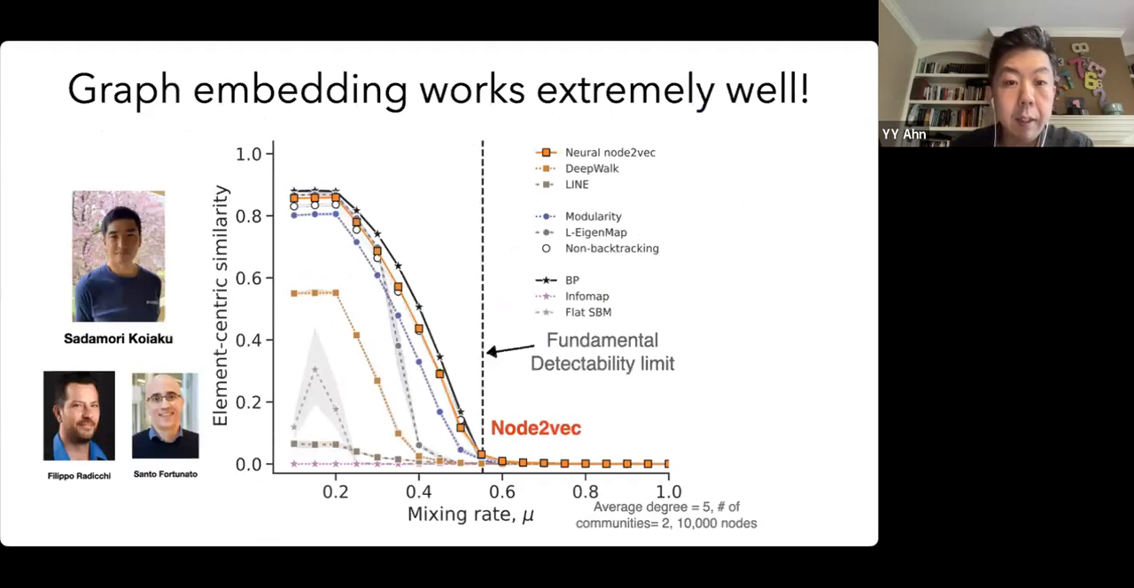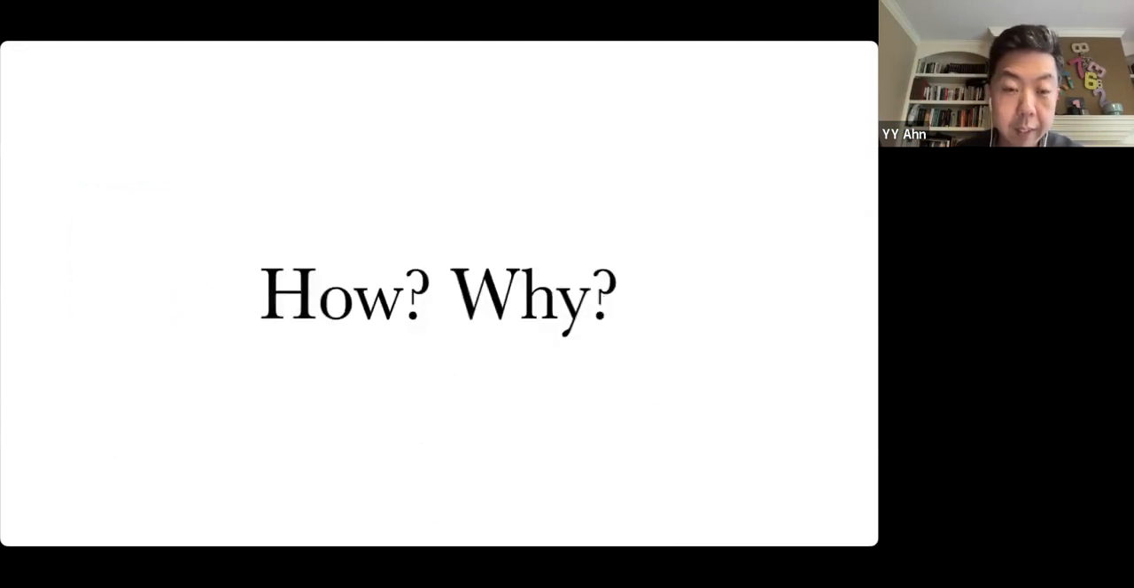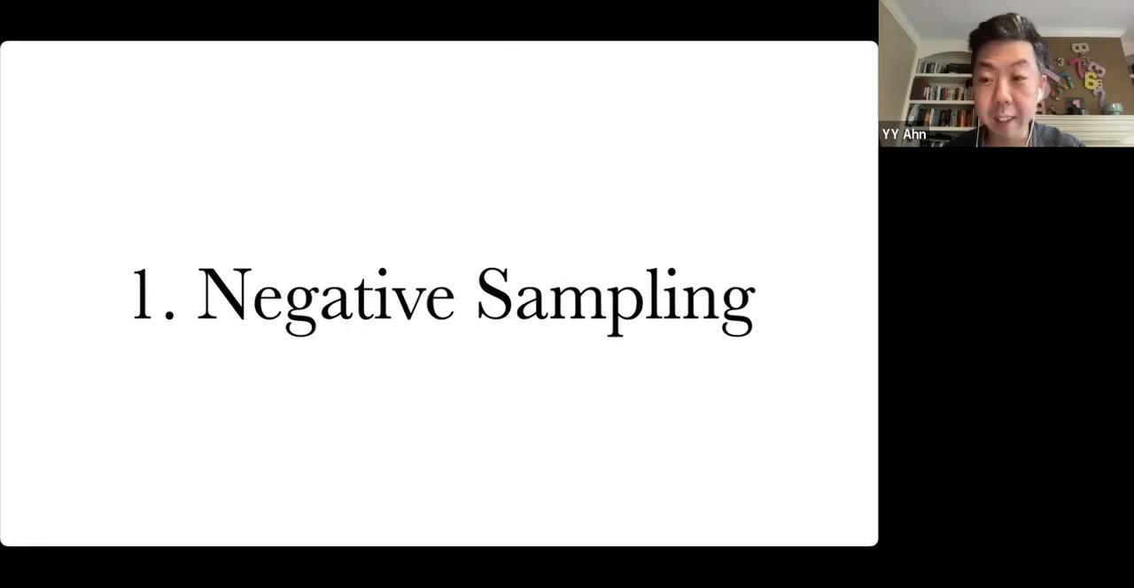And it turns out that if you run node2vec on this graph with the clusters and do clustering, it finds the clusters really well. It almost approaches the theoretically best method, which is belief propagation. So that's strange. Why should node2vec find those clusters so well, right? Those are my exhibits, and I'll talk about why that's happening.